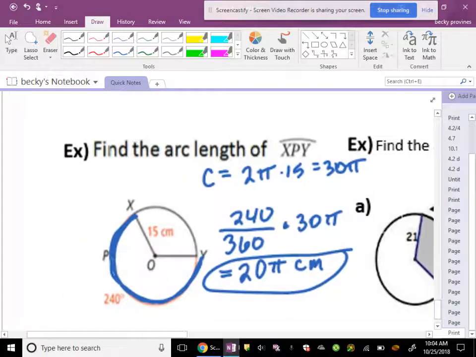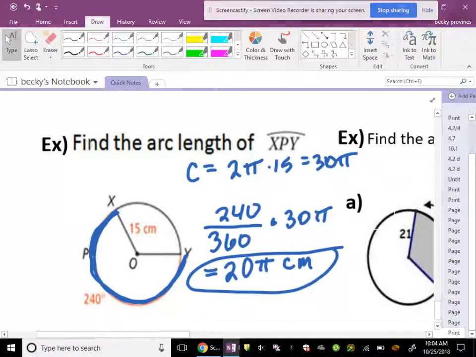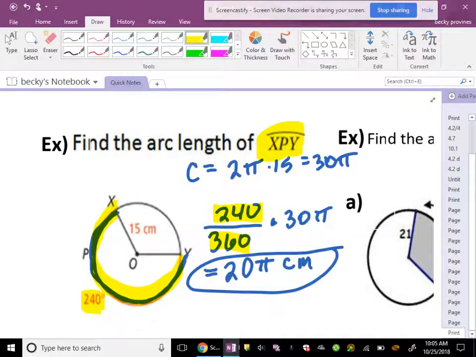So for the first one, it says find this arc. So I found this here, and it's provided to you. It's 240. So I take 240, I put it over 360 because that's what the formula says to do, and then I times it by circumference. So my formula for circumference is 2 pi r. My radius is provided, that's 15. So 2 times 15 is 30. And then I just drop down the pi symbol.